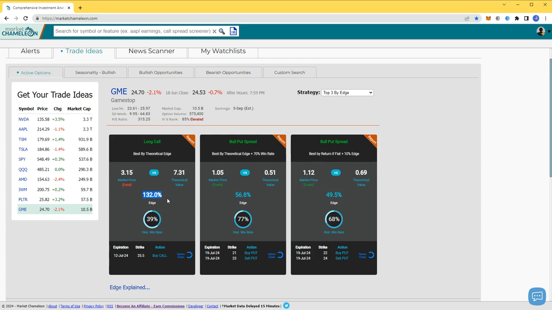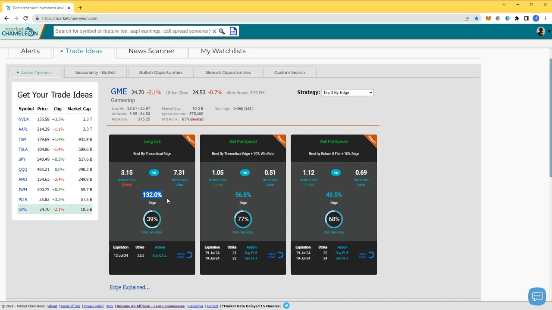Theoretical value is the historical average value, so it uses historical stock behavior. That is what the average value comes out to be. So this is pretty good, and you got yourself a 132% edge.